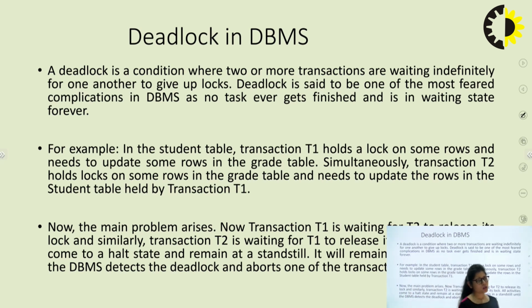For example, in the student table, this is another example. Transaction T1 holds a lock on some rows and needs to update some rows in the grade table. Simultaneously, transaction T2 holds locks on some rows in the grade table and needs to update the row in the student table held by transaction T1. Now, the main problem arises that transaction T1 is waiting for T2 to release its lock, and simultaneously T2 is waiting for T1 to release its lock. All activities come to a halt and remain at a standstill. It will remain in a standstill until the DBMS detects the deadlock and aborts one of the transactions.